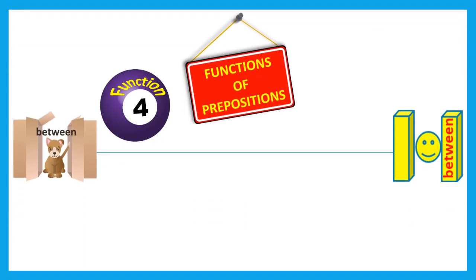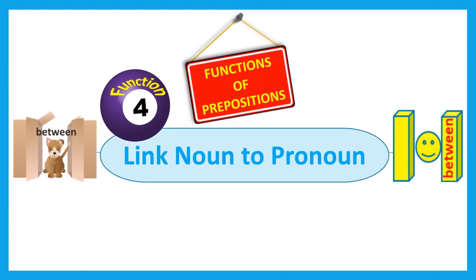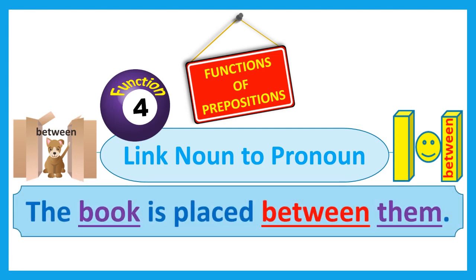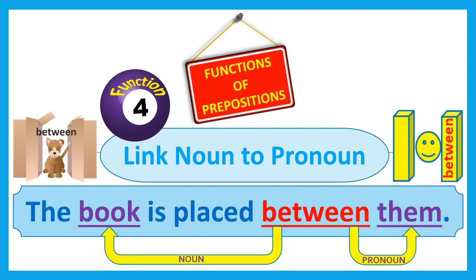Function 4. Prepositions link noun to pronoun. For example, the book is placed between them. In this example, between links the noun book with the pronoun them.